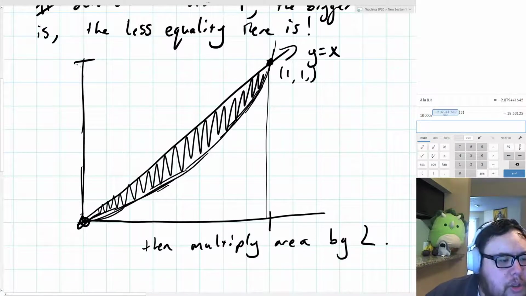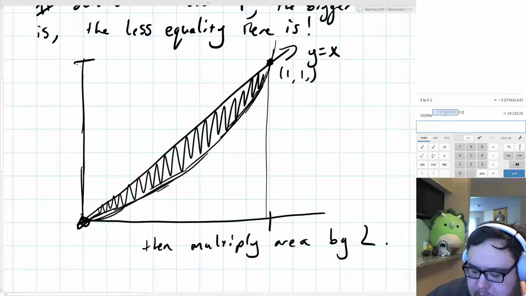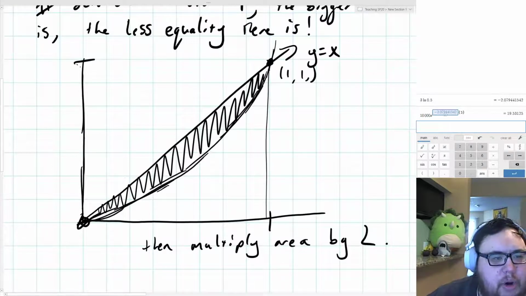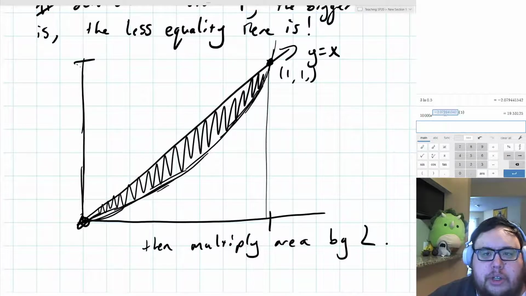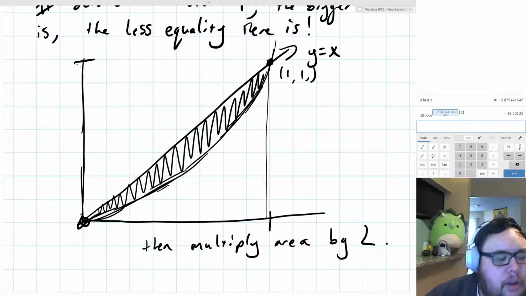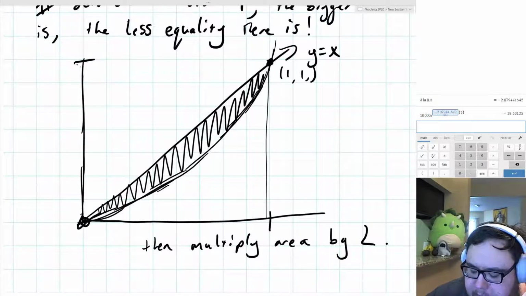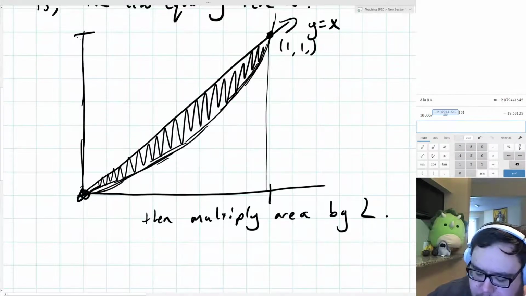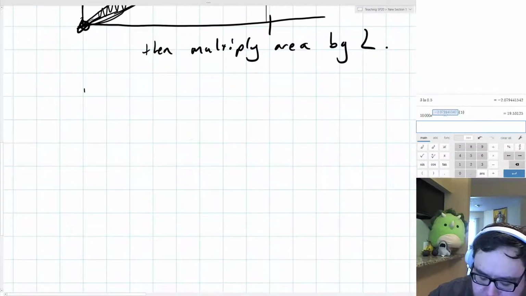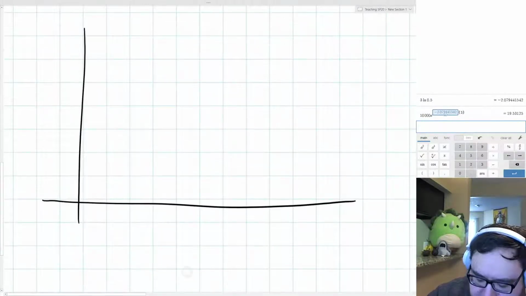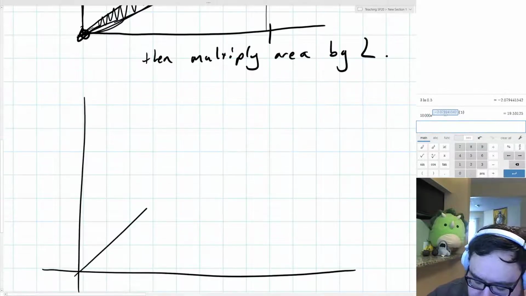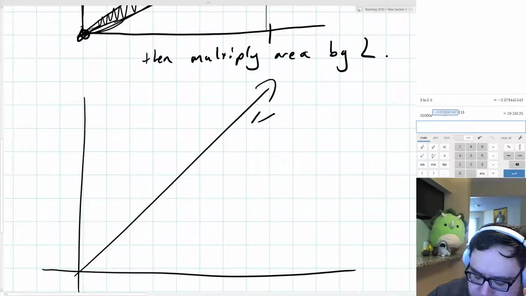The only reason you multiply the area by 2 is because you want a scale between 0 and 1 rather than a scale between 0 and 0.5. The idea behind this Pareto curve is that if every single person has the exact same amount of income, then the curve you end up with is that straight line, the line of total equality.